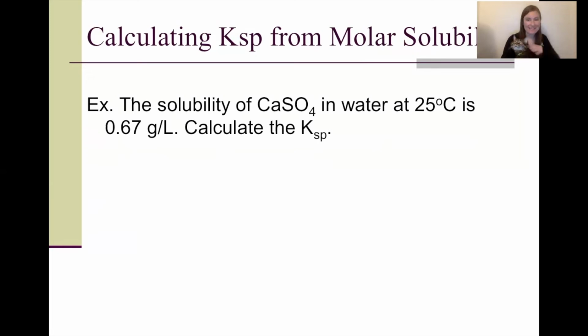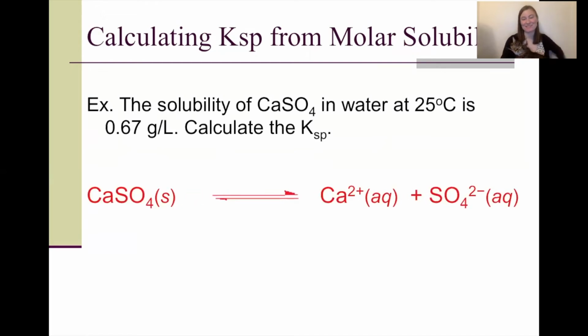It's always helpful to write the actual chemical equation that's happening. So in this problem, that's this. Calcium sulfate is dissolving to make Ca2+ and SO4 2-.